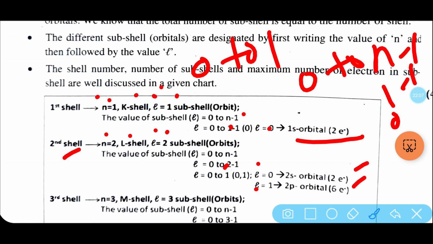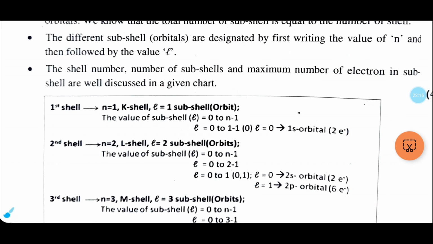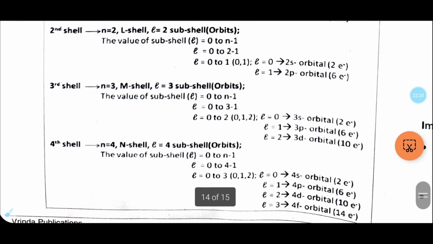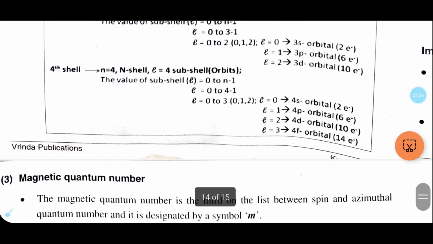As we know, each p orbital, that is px, py, pz, has a capacity of 2 electrons, and totally 6 electrons are there in the p subshell. And so on, if l is equal to 3, l is equal to 4, we are able to find out the number of orbitals present in the subshell, and that is denoted by the azimuthal quantum number l.